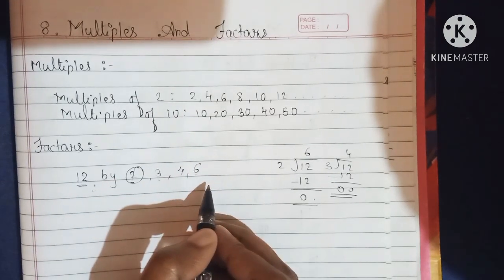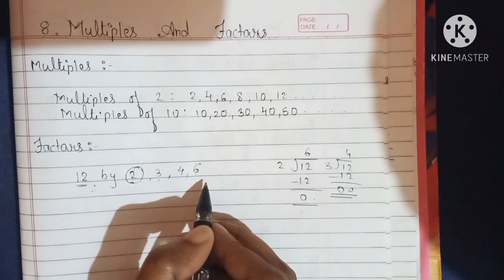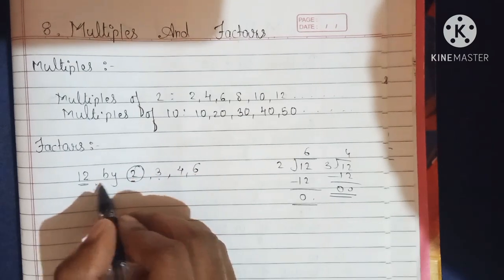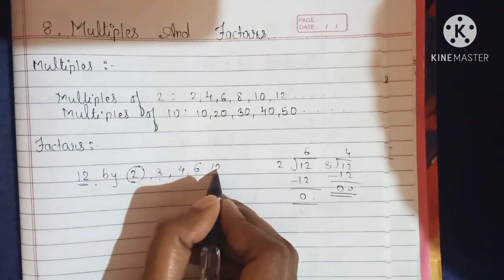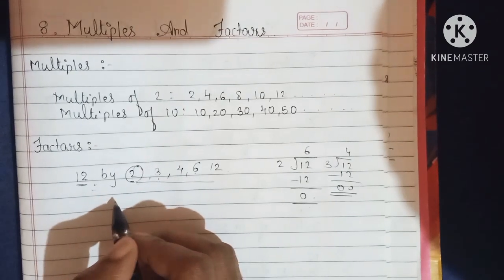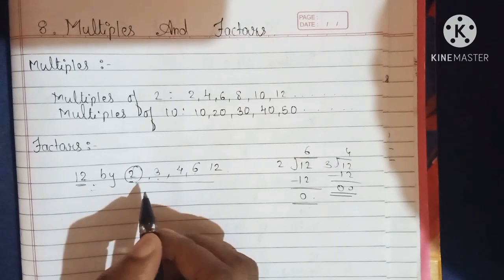Next check for 7 and 8. The table of 7 doesn't contain 12. Even the table of 8 doesn't contain 12. So directly it will be divisible by 12, that is 12 1s are 12. So these all are the factors of 12. So in this way we have to find out the factors of the given number.